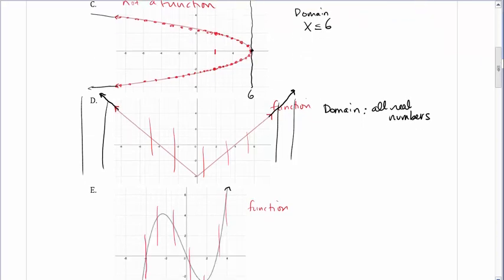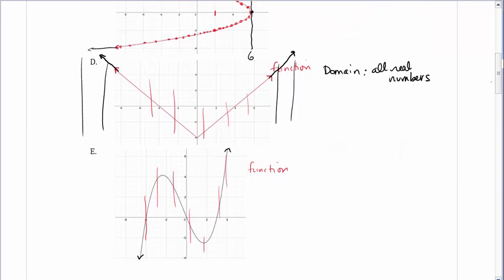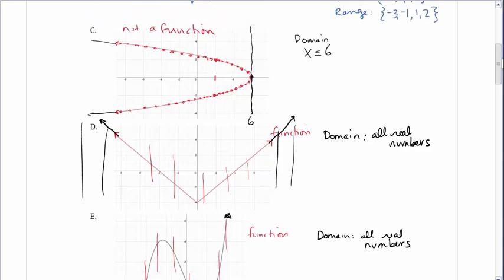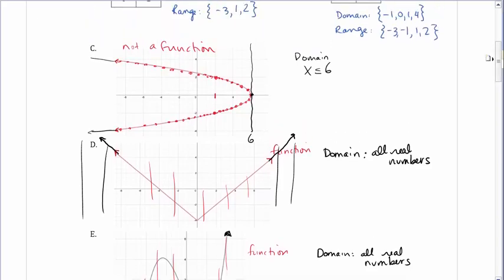And similarly in E, these arrows here mean that this graph widens out forever to the right and forever to the left. So the domain here is all real numbers. So when you're thinking about domain, you're asking yourself, is there a boundary in the x direction that can sort of trap the graph on one side of the boundary or the other, or maybe between?